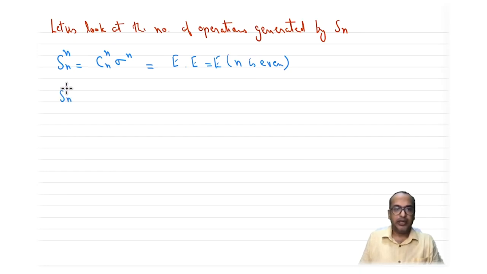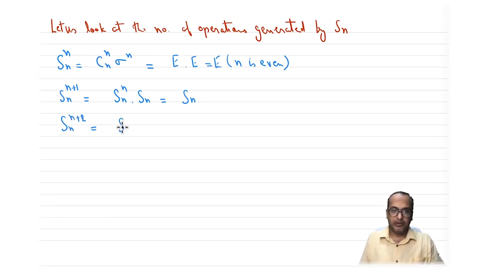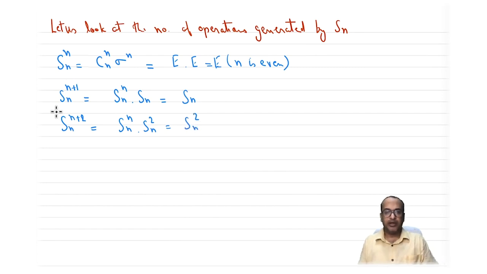So now let's say Sn to the power n plus 1, what happens there? That would be Sn to the power n times Sn. Since Sn to the power n was E, this is Sn. Similarly, if you have Sn to the power n plus 2, power means how many times a particular operation is done. This can be written as Sn squared. So now there is a trend, right? If you increase this power one by one, you get the same operations back. That means after Sn to the power n, it starts to repeat. So that means that it does not generate more than n operations.